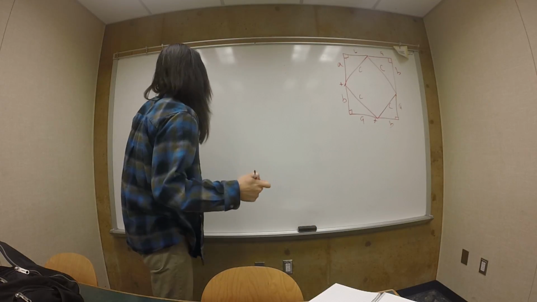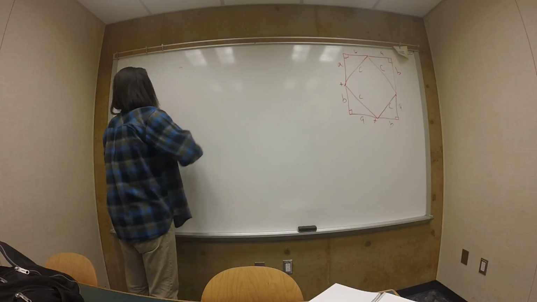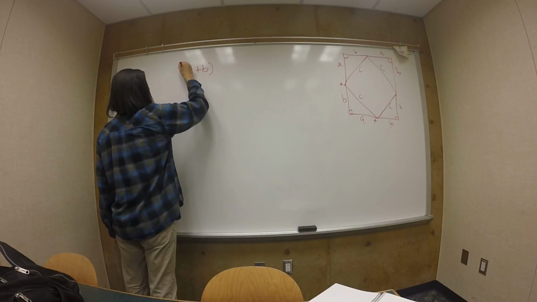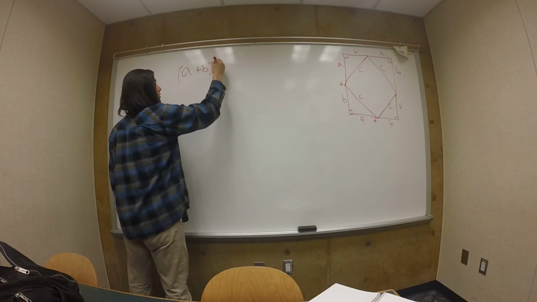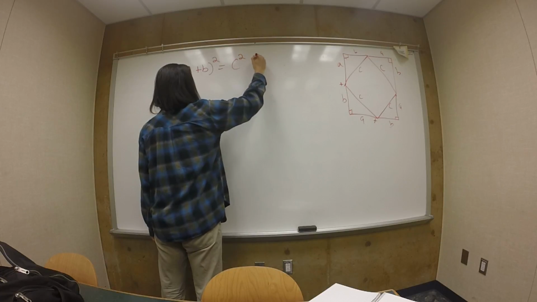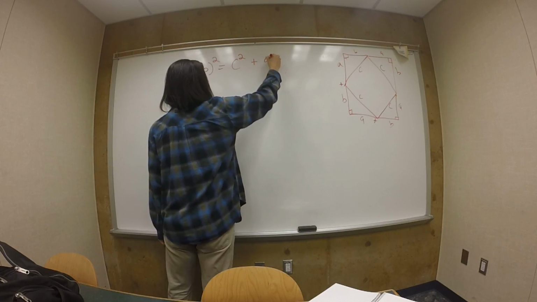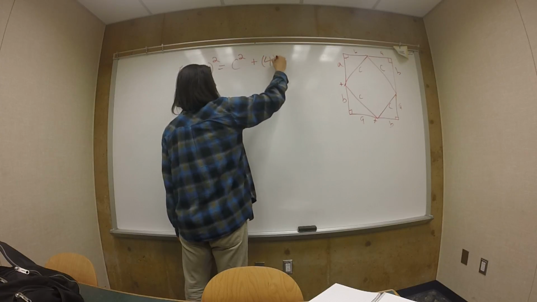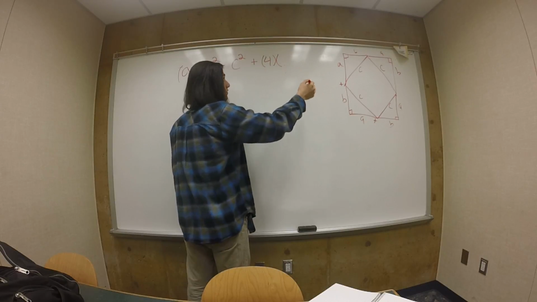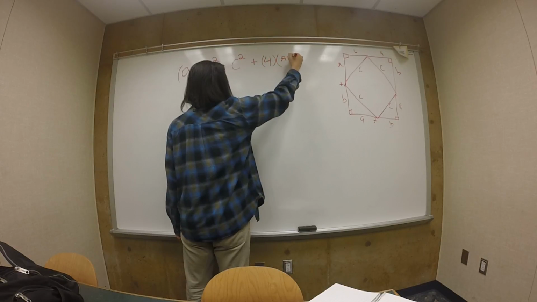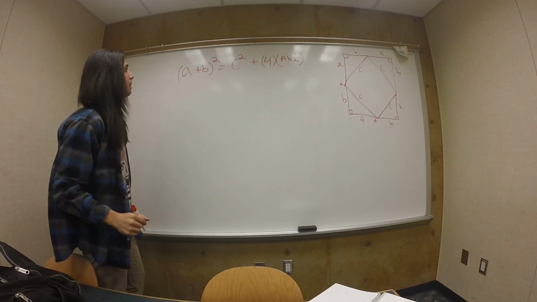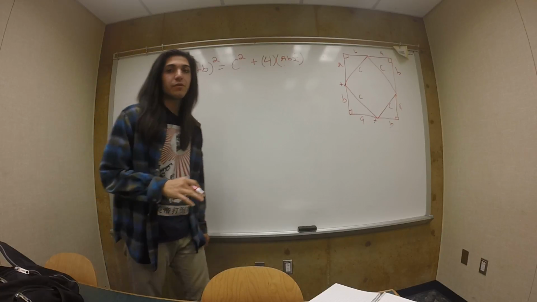So what we can write is a plus b squared is equal to c squared plus 4 triangles times the area of a triangle, A, B, 1/2. Okay? So from here we just have to do simple algebra.